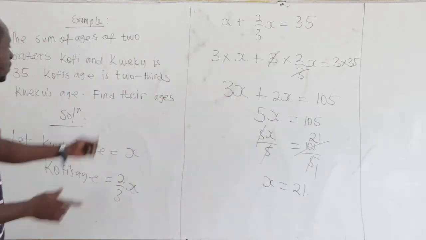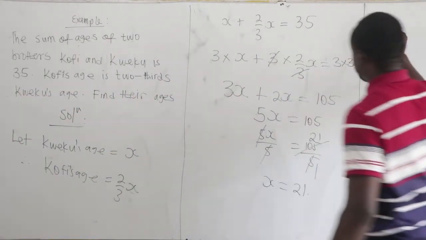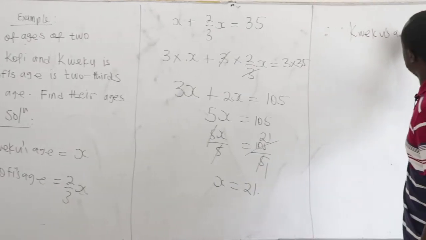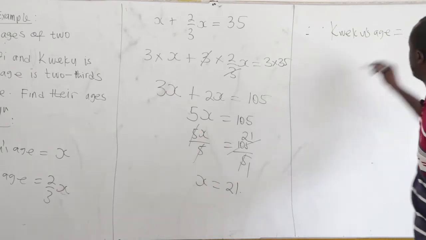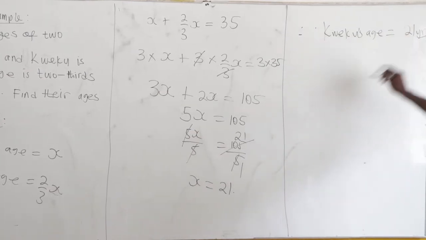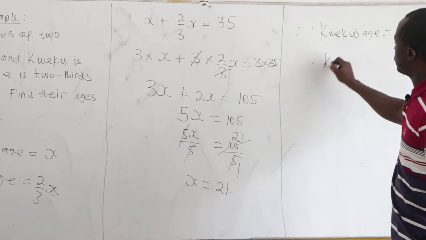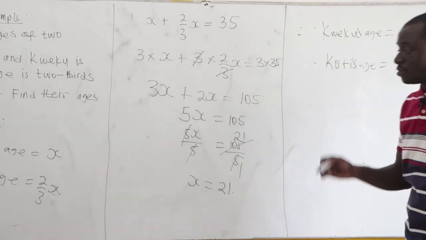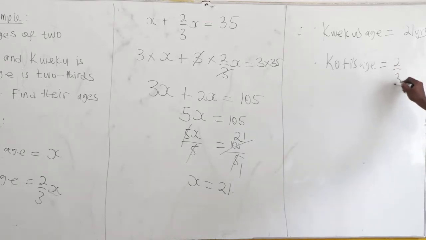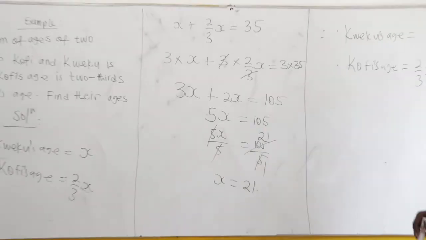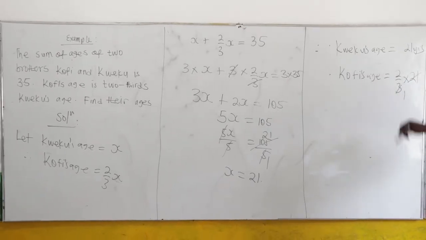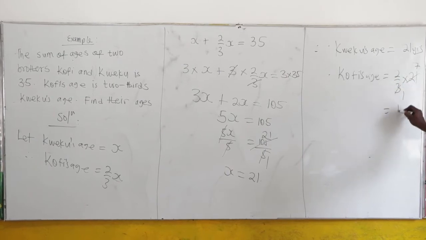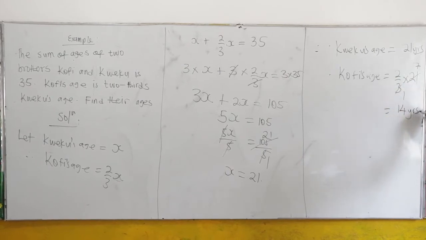What's the question saying? We should find their ages. Hence, Kweku's age. Kweku's age is x. So that is what? 21 years. And then Kofi's age. We know Kofi's age is 2 over 3x. So 2 over 3 times 21. 3 will go into 21, that is 7. So 2 times 7, that is 14 years.